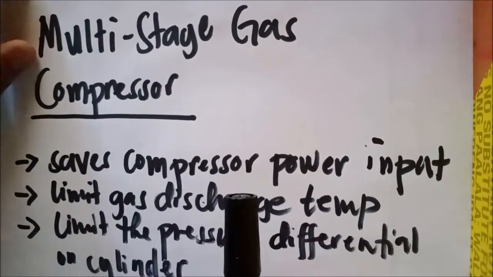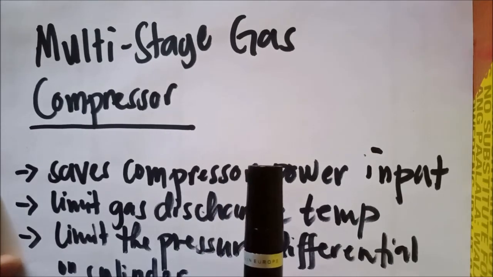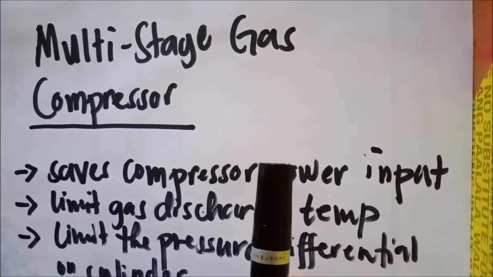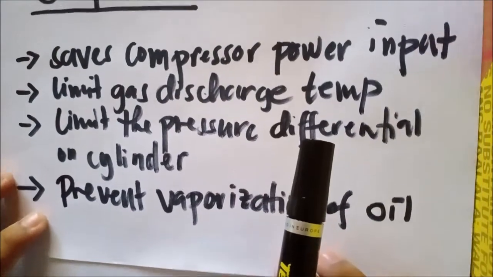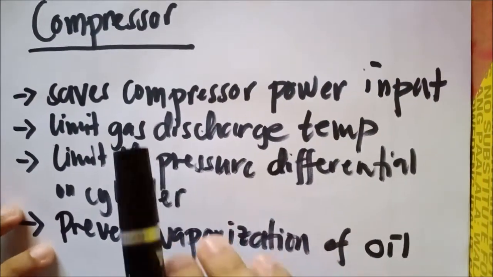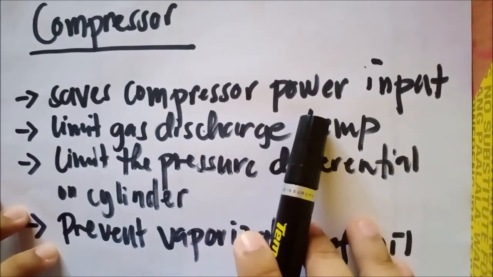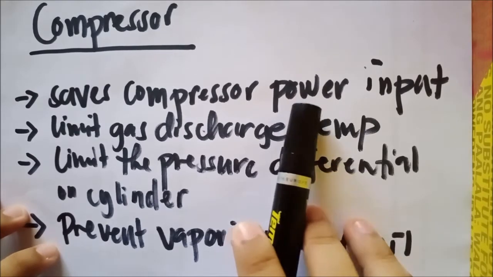Previously we have discussed the single stage compressor and its calculation and its examples. Today we will discuss the reason why we need to do multi-staging. First is that multi-staging saves compressor power input. The single stage compressor consumes more power than a multi-stage.